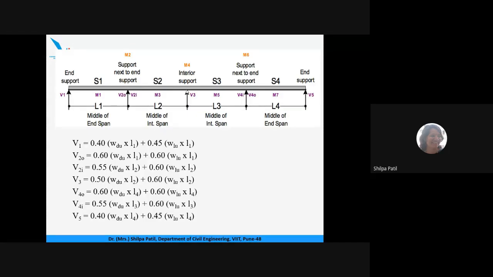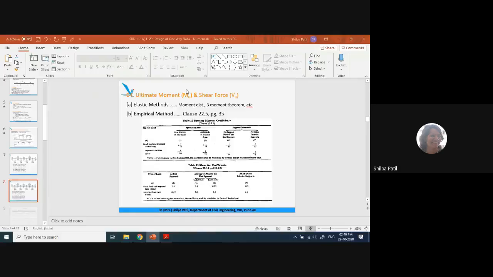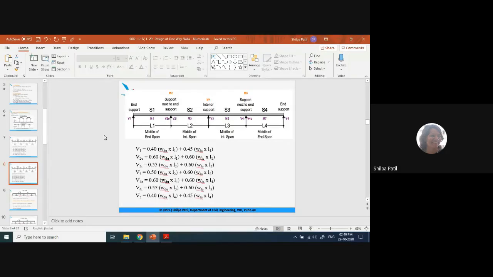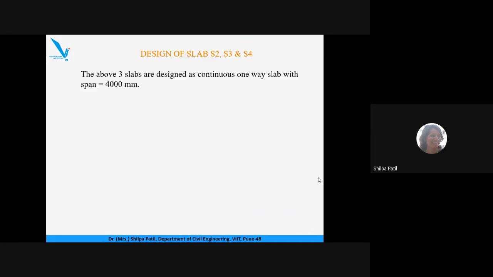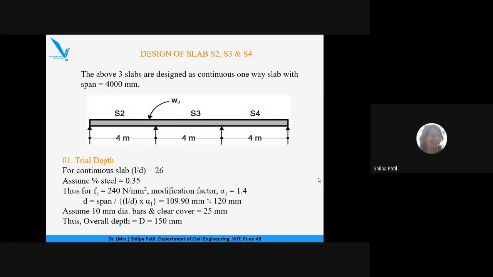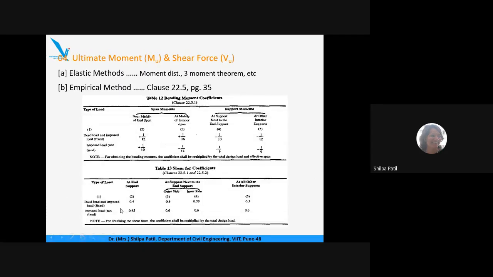Now the next is to find out the shear forces. Now let us come to the code again. Sorry, instead of going to the code, I have included those photos here in the slides itself. So I will go to the slide.